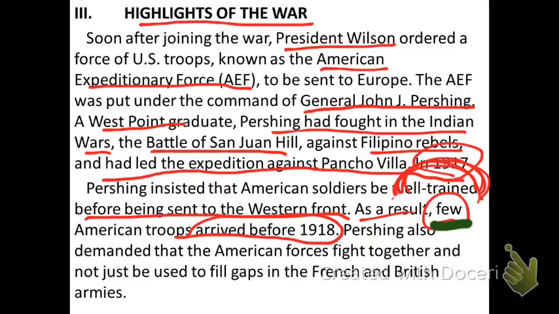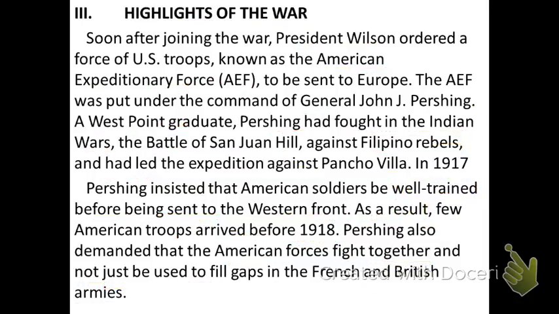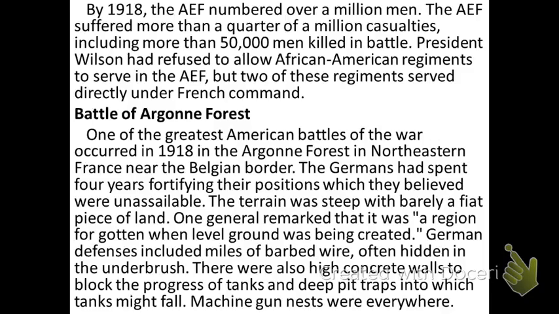Pershing also demanded that American forces fight together under his control, under his command, and not be used to fill the gaps in the French and the British armies. He did not want our troops to be plugged into French forces or British forces just to fill a gap, because they've lost a great deal of men as a result of the war. And because of this, the American forces were able to stay together, fight together as a unit, and they were highly effective.